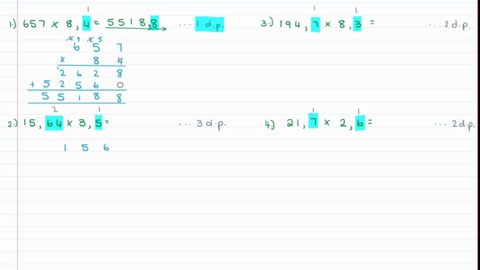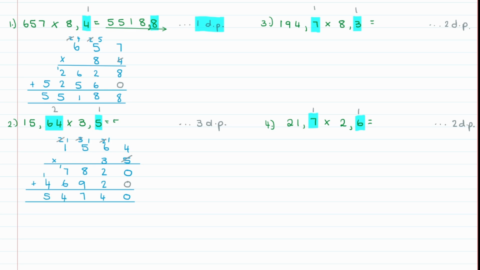For question 2, once you've set up your working out, your first line should calculate to 7,820. Your second line should come to 46,920. And your final line should end up being 54,740. Remember that your final answer needs to have 3 decimal places, so once you've inserted your comma, it should read 54,740, or you could leave off that last 0 and it would just be 54,74.